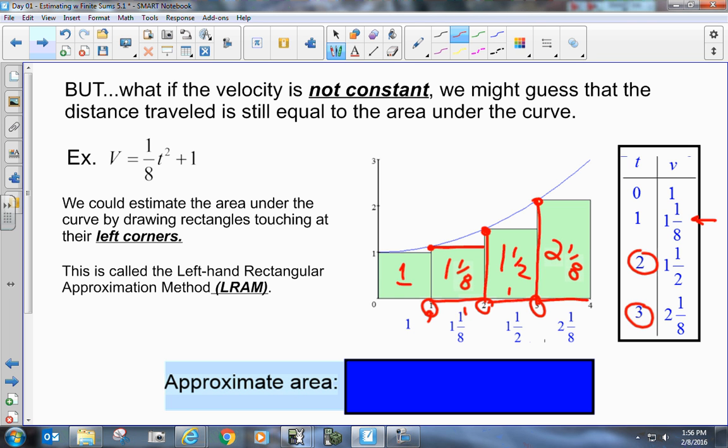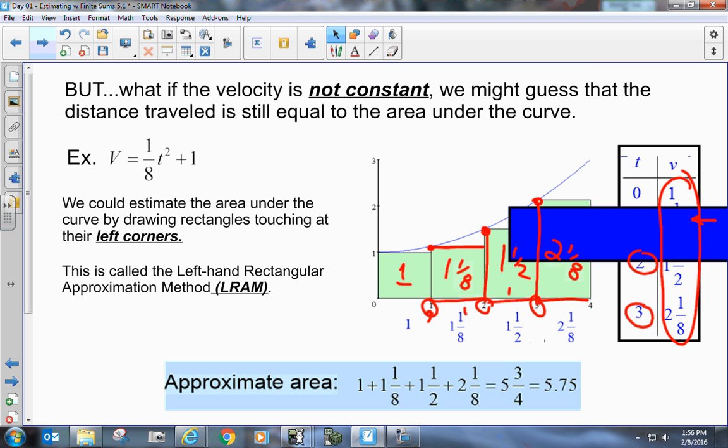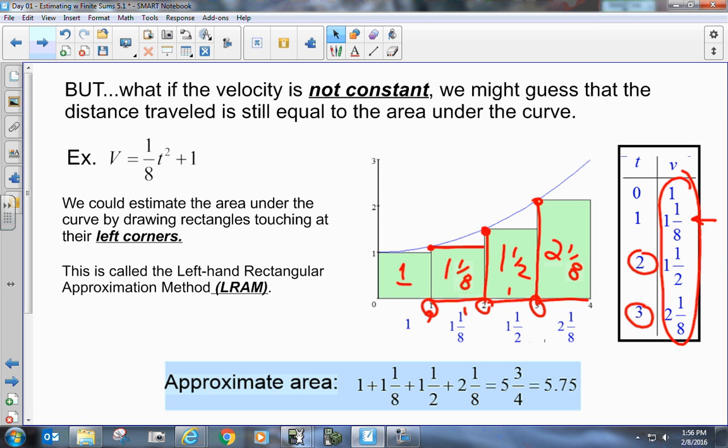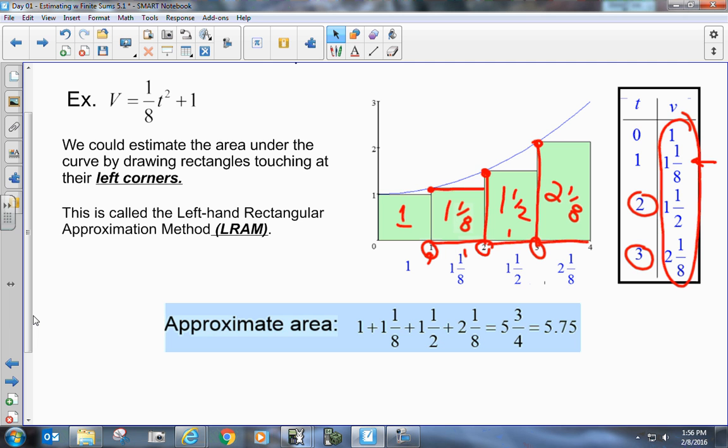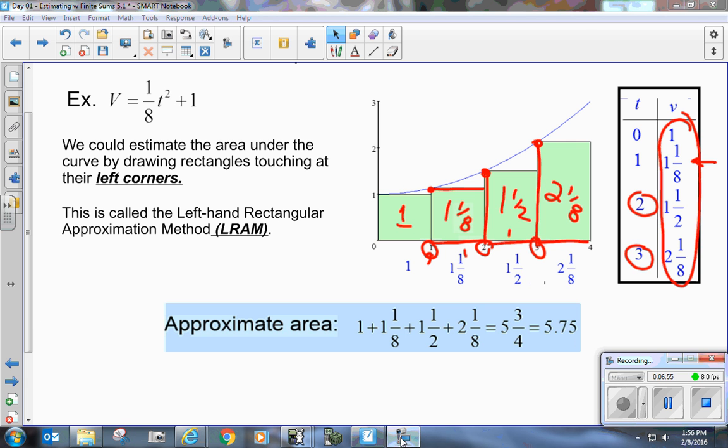So all I got to do is add all these areas together. These are my areas. If I add them all together, I get 5 3/4. I'm going to pause this now so you guys can really tell me how you feel.